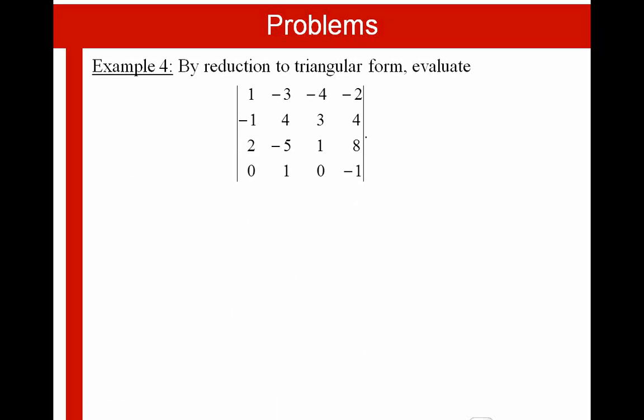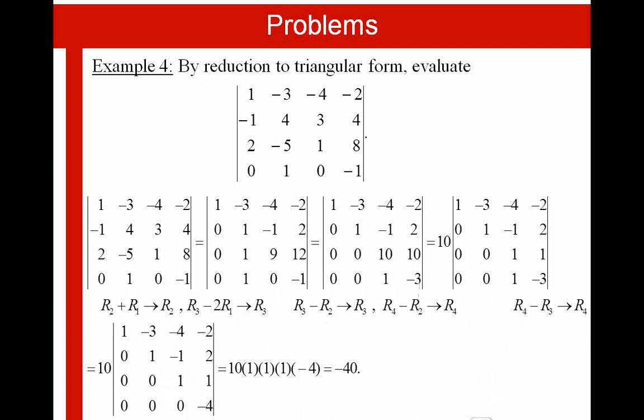Problem number 4. By reduction to triangular form, evaluate. We have to calculate the determinant of this matrix by doing reduction to triangular form. In other words, we need to transform this matrix to a triangular form and apply the rule of multiplying the elements along the main diagonal.